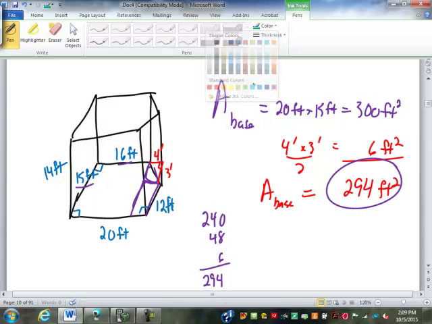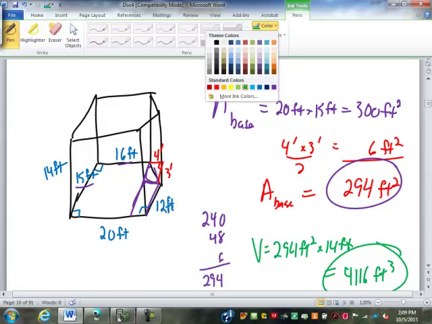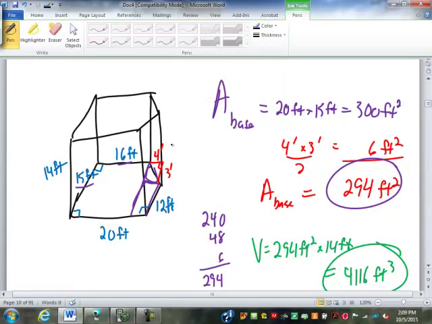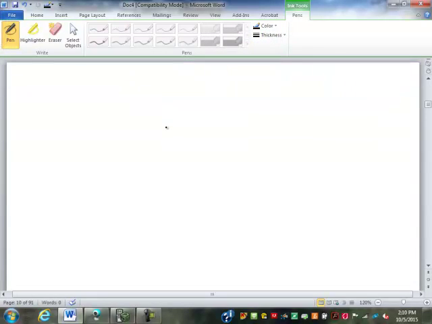Now for volume, 294 square feet times the 14 feet gives us what? What's that? 4116. How many of you got that? Okay. Well, good news. Okay, not quite yet.